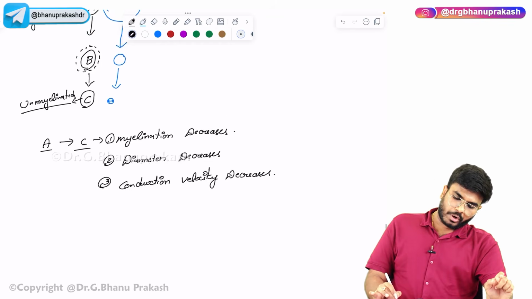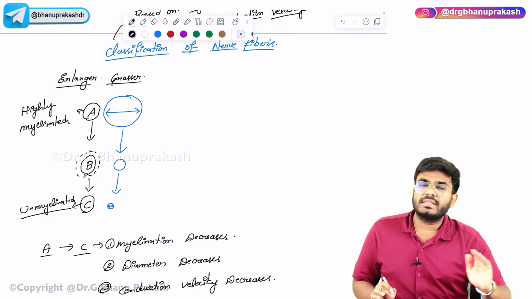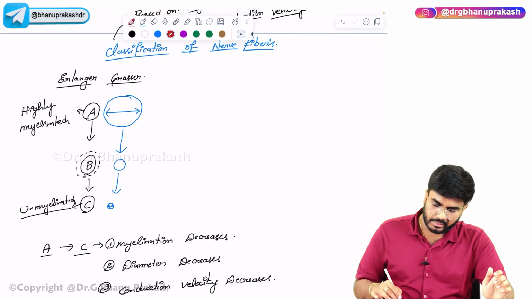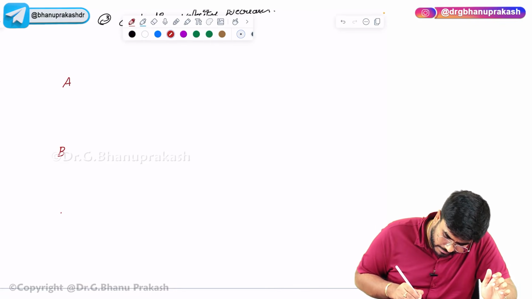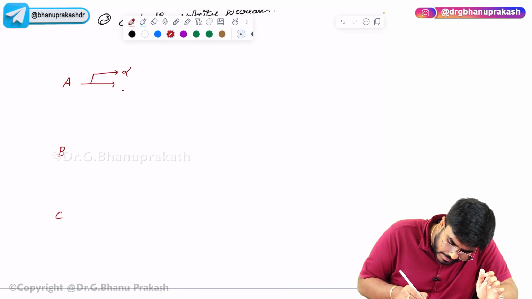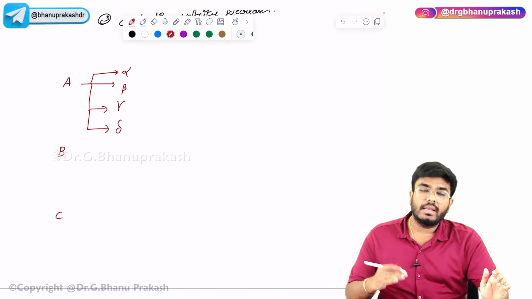These are some important points which I want you to know. A to C, myelination decreases, conduction velocity decreases, diameter decreases. Now let me write here. According to the Erlanger-Grasser classification, there are A fibers, B fibers and C fibers. A fibers are further classified into A alpha, A beta, A gamma and A delta.